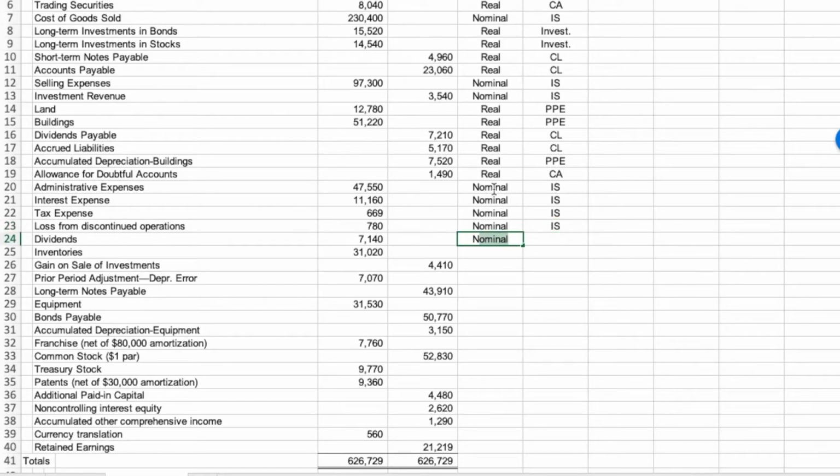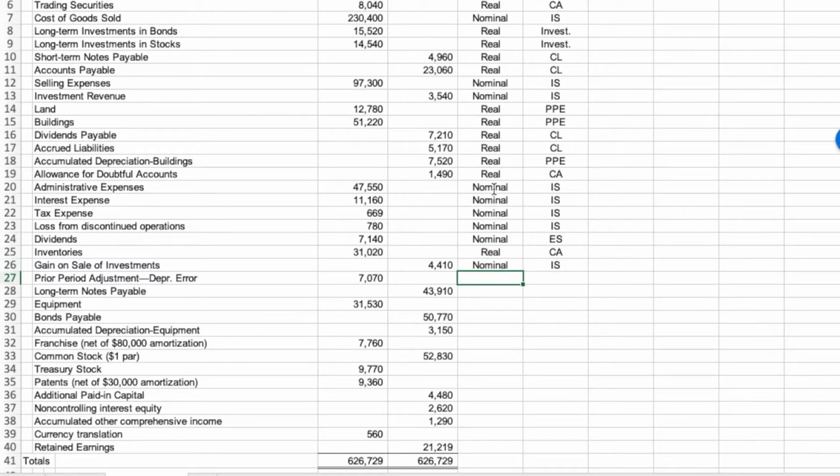Dividends is a nominal account, but it does not go on the income statement. Dividends actually goes on the equity statement. So dividends is an equity account, but it does get closed out to retained earnings at the end of the period. Inventory is a real account. It is a current asset. Gain on sale of investments, that's a gain, so it is a nominal account. It goes on our income statement.